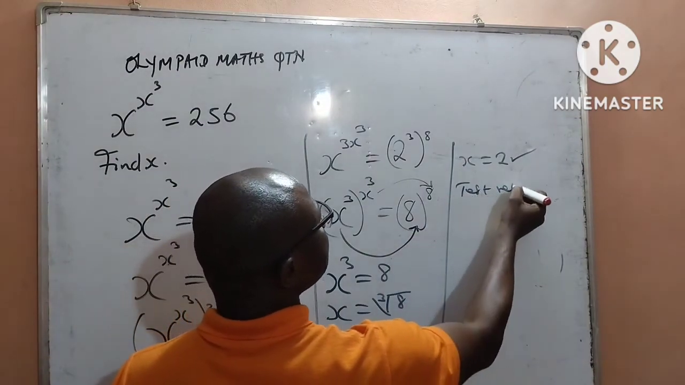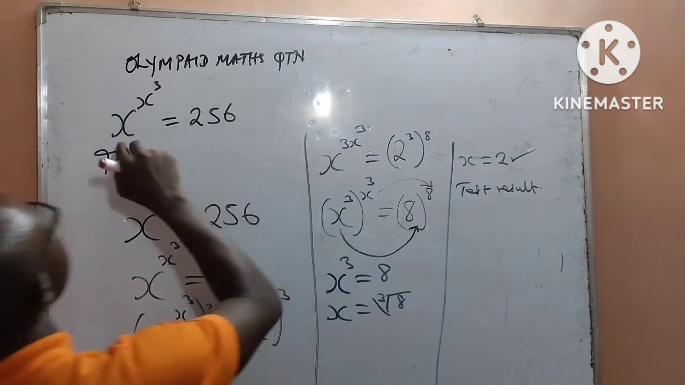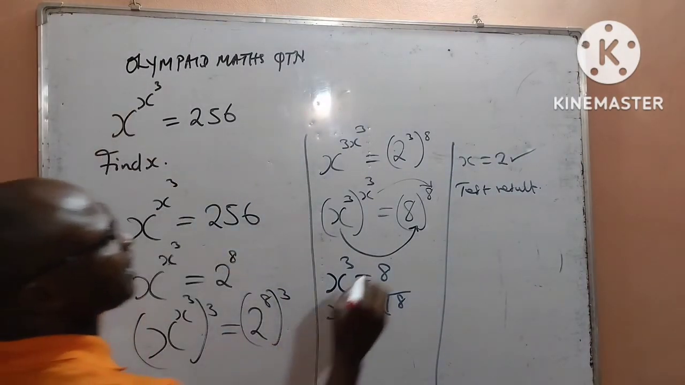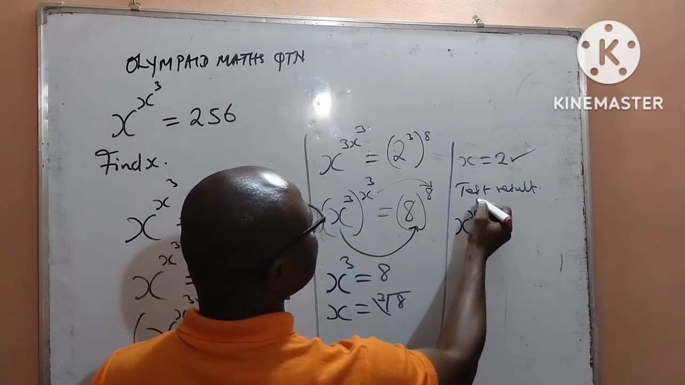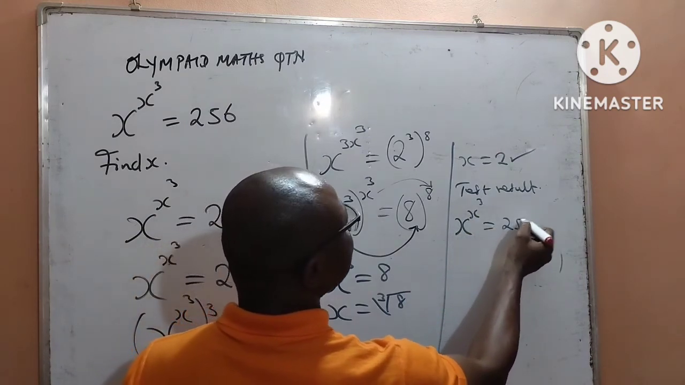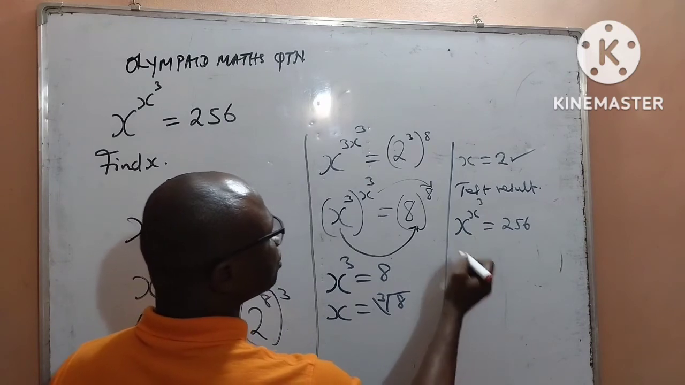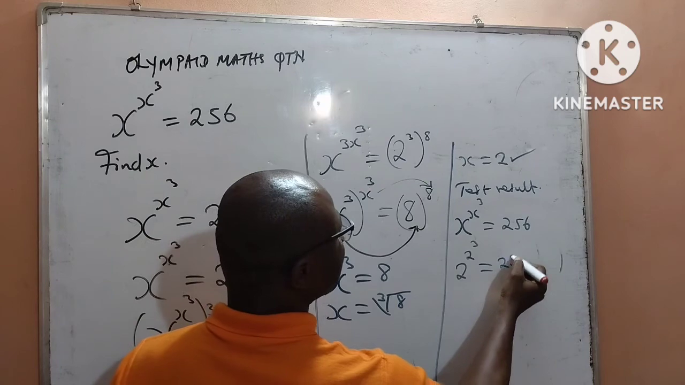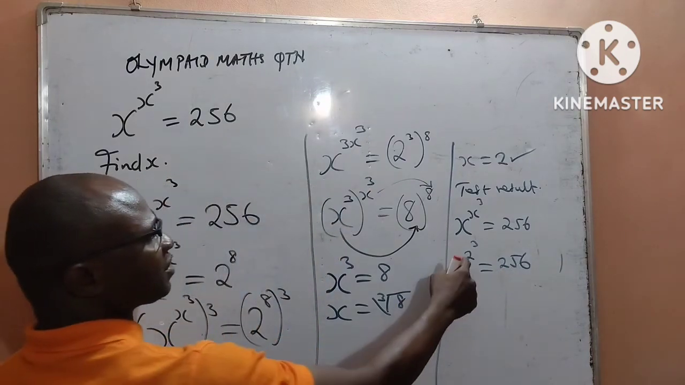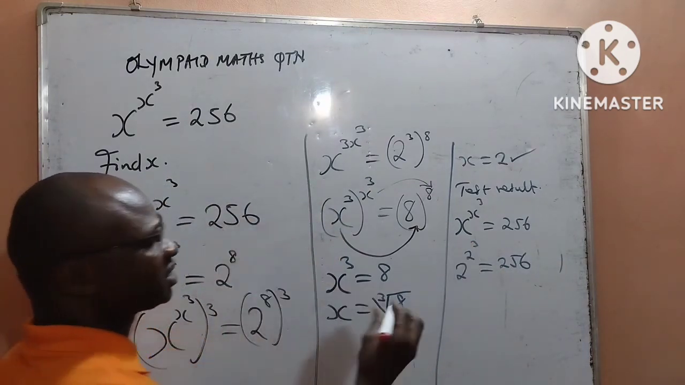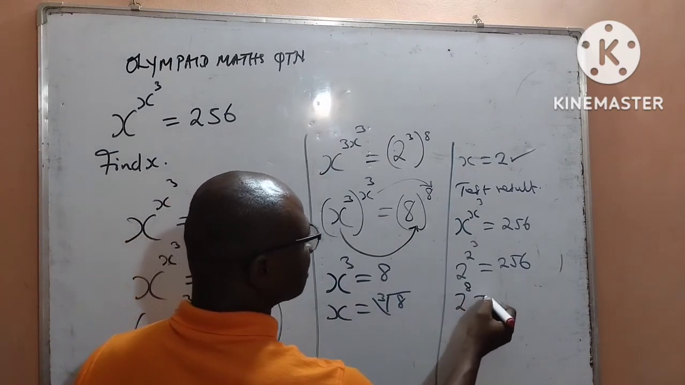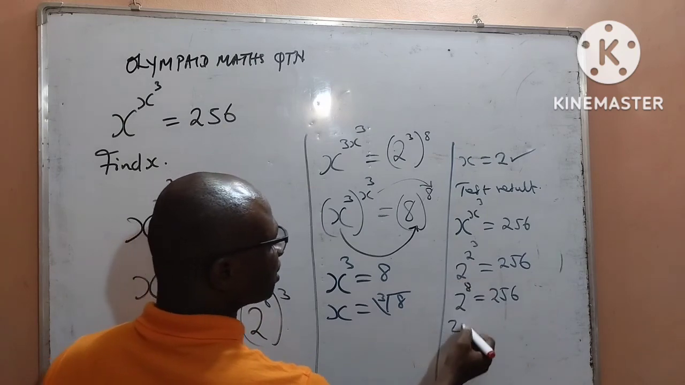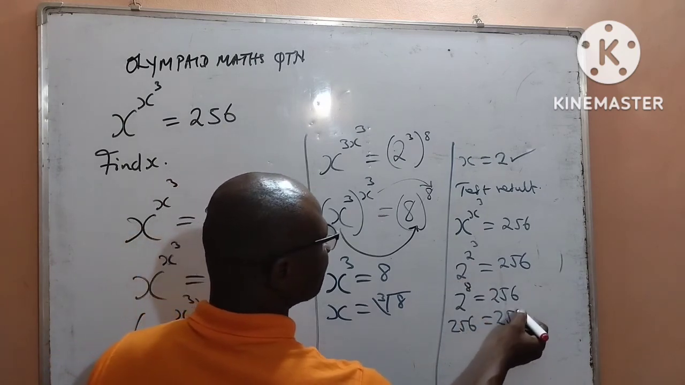Test result. Now, if I substitute the value of x equal to 2 in the position of x, you see that x to the power of x to the power of 3 is equal to 256. Meaning that 2 to the power of 2 to the power of 3, is it equal to 256? That is the question. Now, you can see that 2 to the power of 3 is 8. And also 2 to the power of 8 is equal to 256, because 2 to the power of 8 is 256, which is equal to 256.